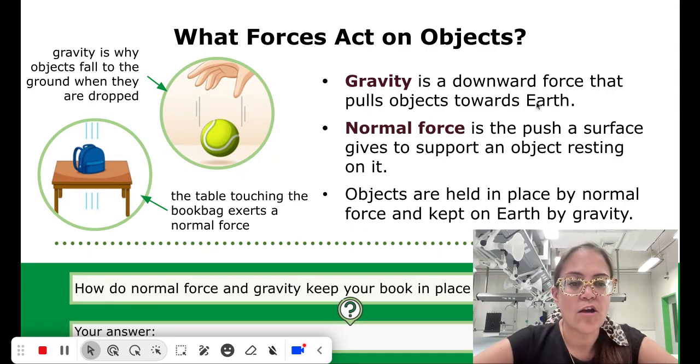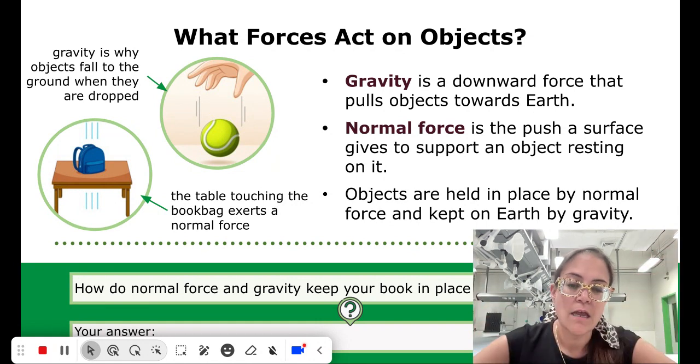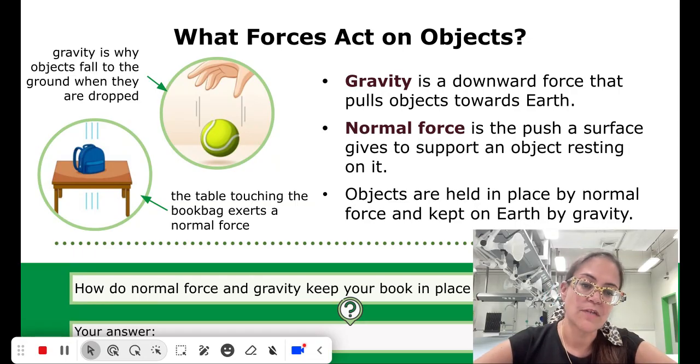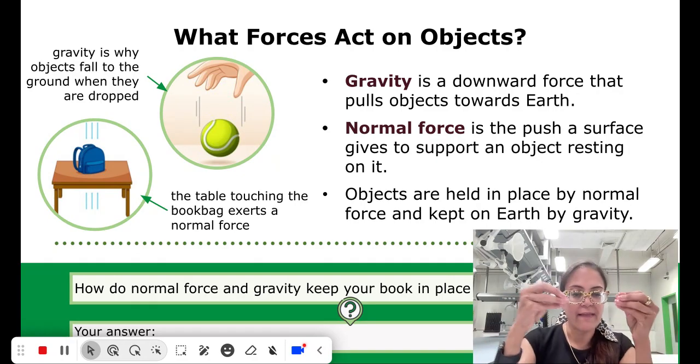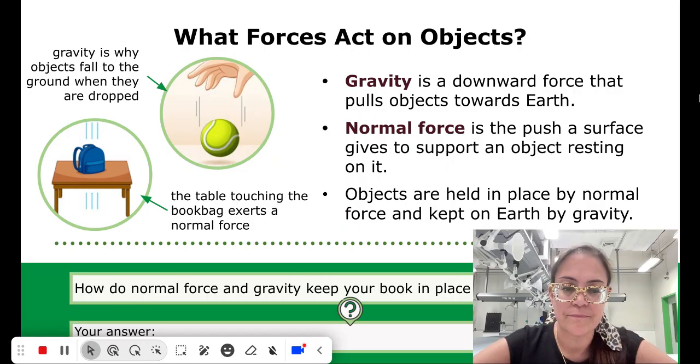So gravity is the downward force that pulls objects toward the earth. Gravity pulls things in. Normal force is the push a surface gives to support an object resting on it. And objects are held in place by normal force and kept on earth by gravity. So they're in a balance together most of the time to keep things in place.